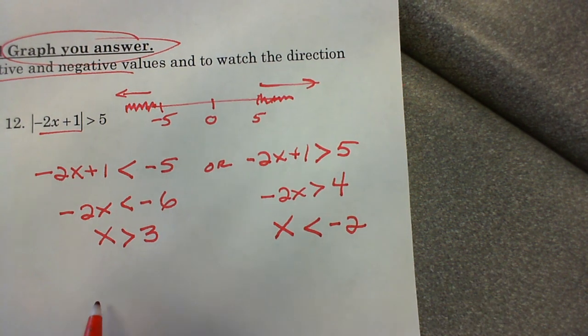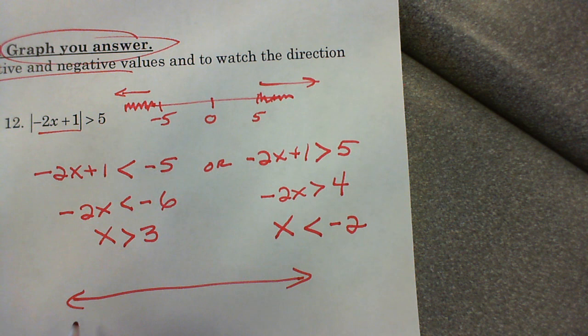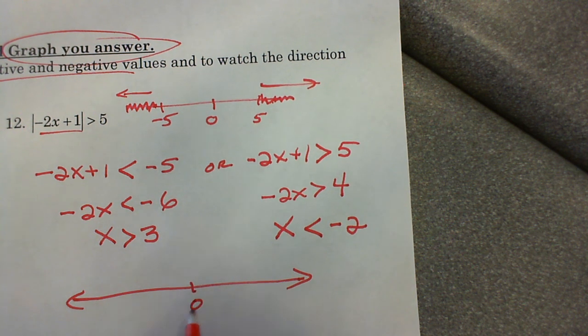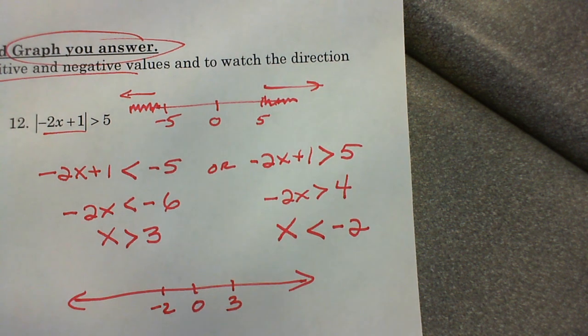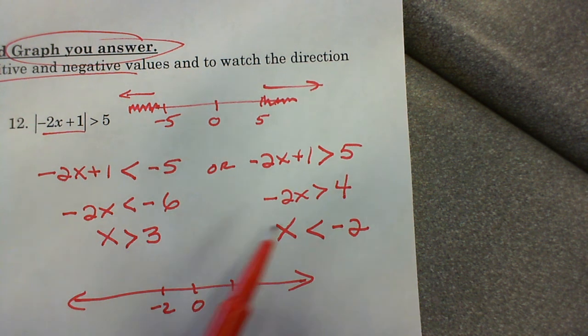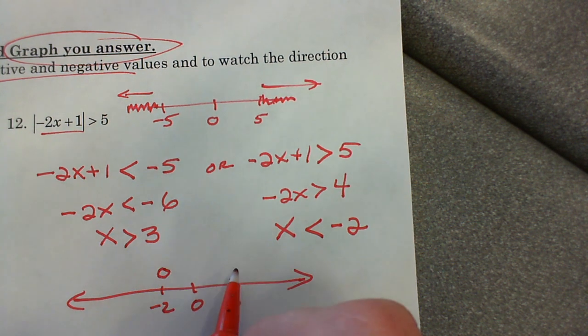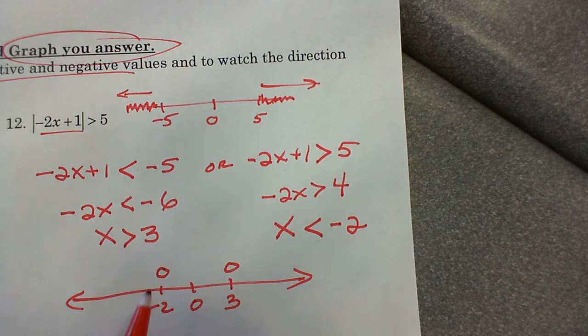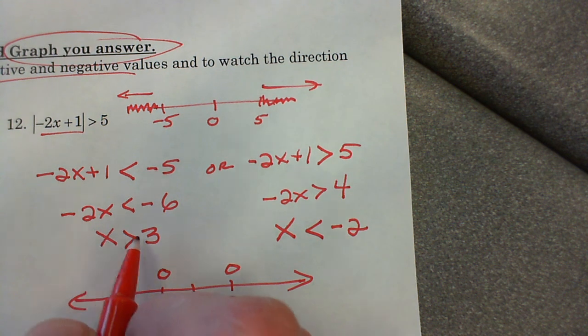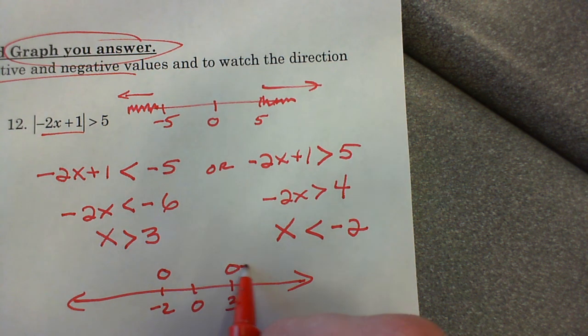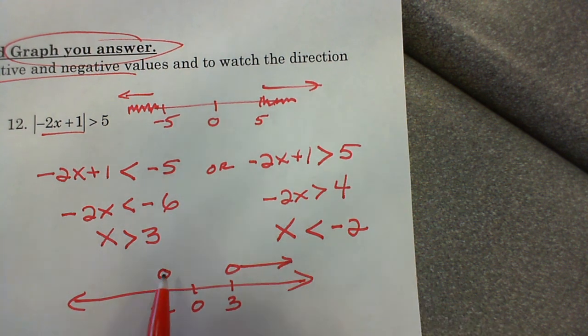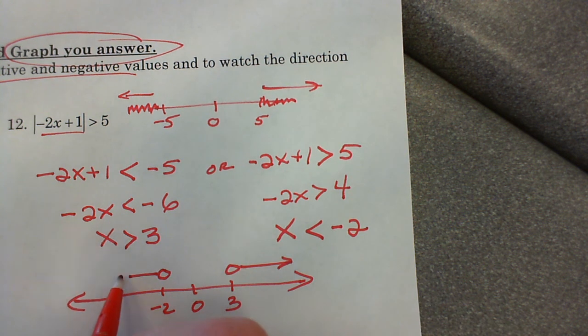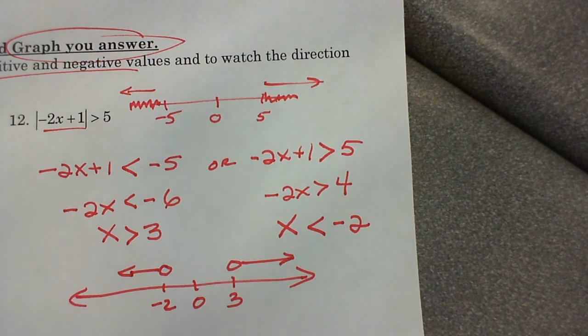So on your number line here, we've got 0, we've got negative 2, we've got positive 3. Since neither of these are equal, we're going to have open circles at both of those. But we're supposed to be greater than 3, so here's 3. We need to get bigger. And then we're supposed to be less than negative 2, so we need to get smaller. So that's what your graph looks like.